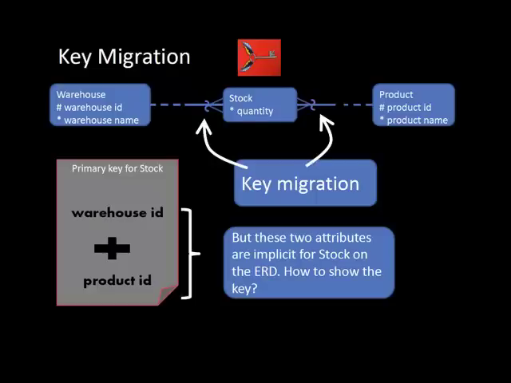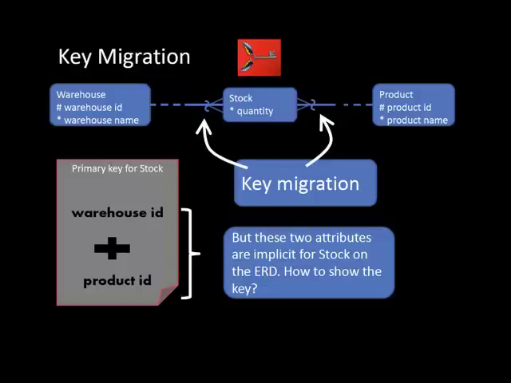the tilde sign, I'm saying that the primary key for stock includes the primary key for product. By putting the tilde sign, I'm saying this is borrowing the product's ID as part of its primary key. And it's also borrowing the warehouse ID as part of its primary key. So the tilde notation that you see on the line is called key migration.